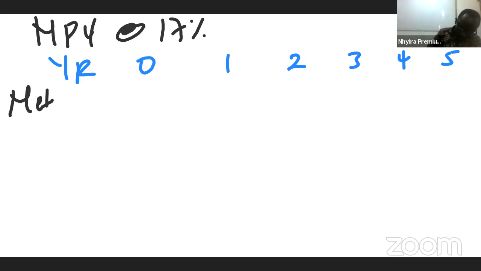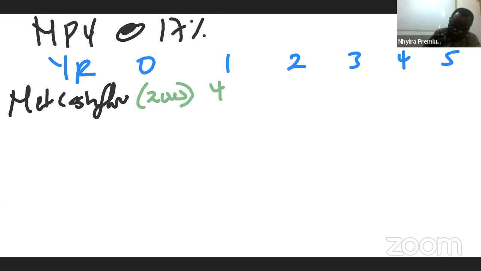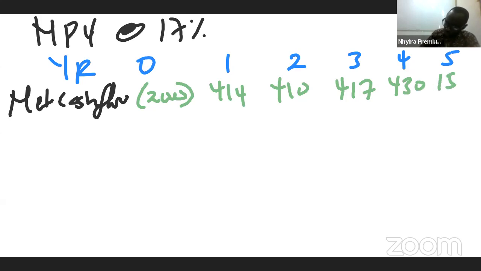So let's go. We are now going to be calculating the NPV at a discount rate of 17%. Okay? So let's put a schedule up. Year 0, 1, 2, 3, 4, and then 5. Now, we are picking the net cash flows. And year 0, it's negative 200,000. Year 1 is 414. Year two, it's 410. Year three, 417. Year four, 430. Year five, 1508. So these are the net cash flows respectively.